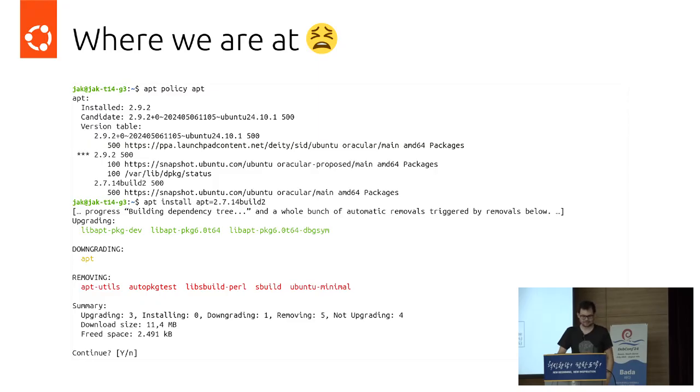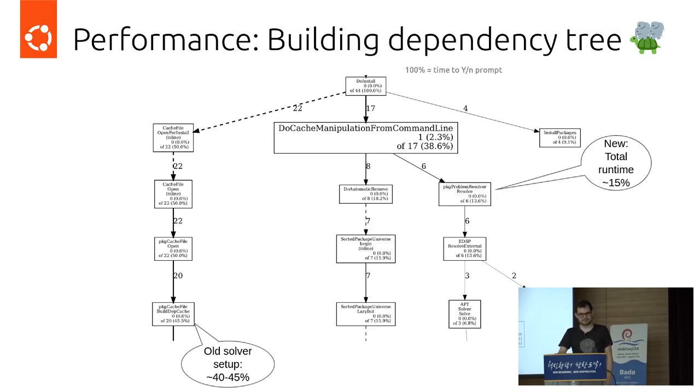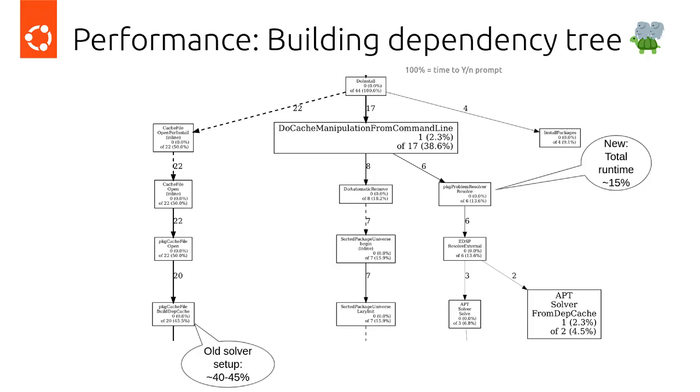So another issue you've probably seen is when you're running the install command, a lot of time will be spent on the building dependency tree phase. Surprisingly, I was benchmarking this on a Raspberry Pi, and on the Raspberry Pi, building dependency trees was actually not that slow. But on the Intel machines I was having, or the AMD machines, we spent about 40 to 45% of our runtime building that dependency tree. It's just this little function on the bottom left. It's build dep cache.